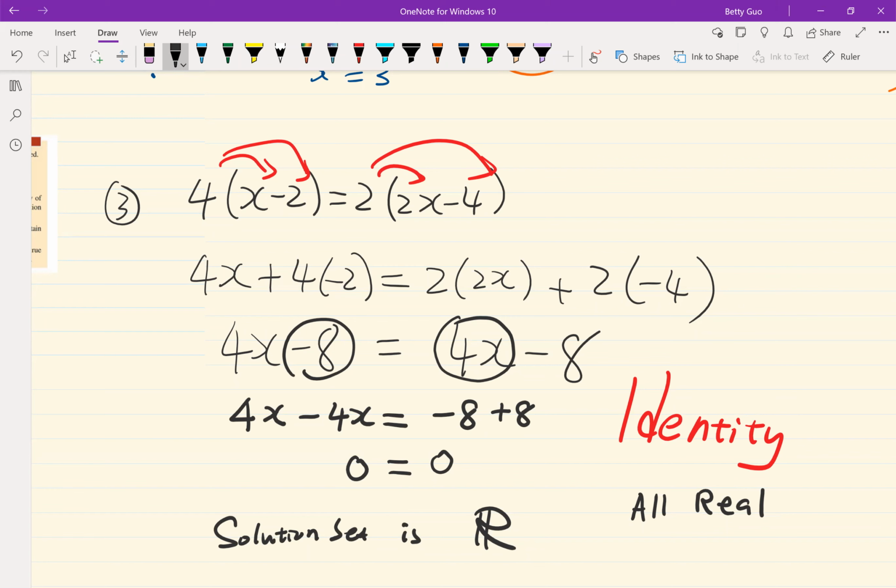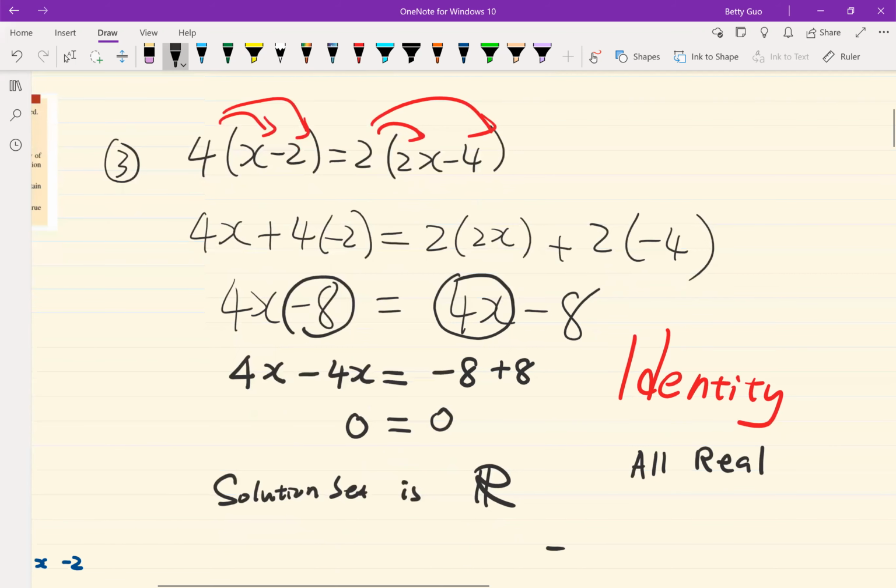When we try to solve the equation, we identify this equation is an identity. So any real numbers would satisfy the equation. No matter what values you let x take, the equation is always true. If the equation is an identity, then the solution set is all real numbers. Are we okay with that? Okay.